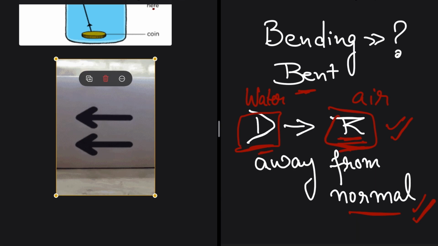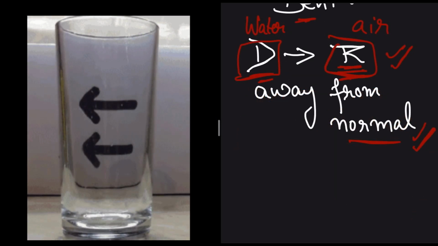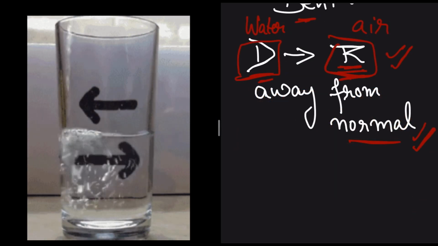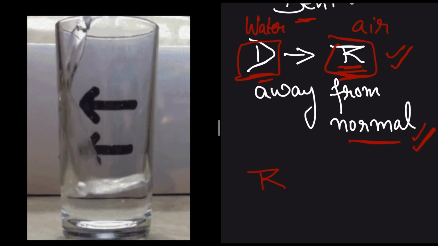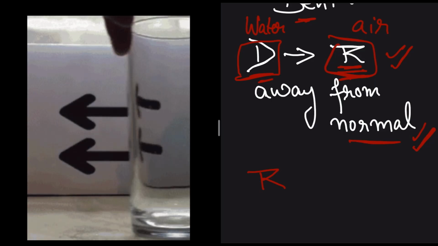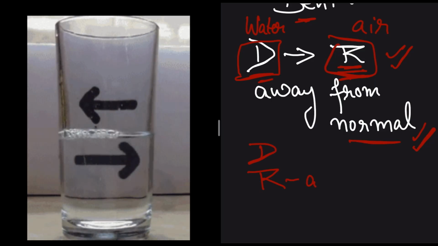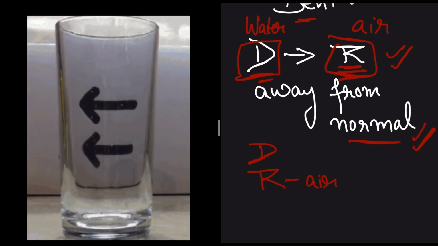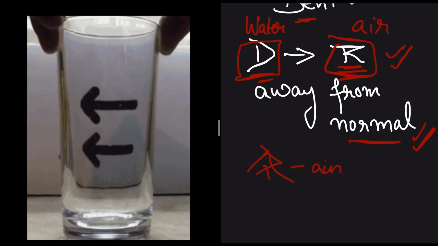Now a very interesting example you can see here, students. What we are observing here is a glass which is full of water. Water is which medium? It is a denser medium. And air is which medium? Rarer medium. So when we observe the arrows, we will see that the arrows are looking reversed.